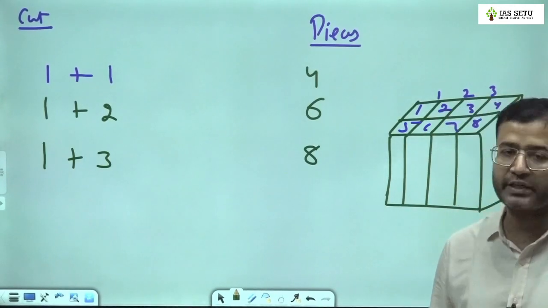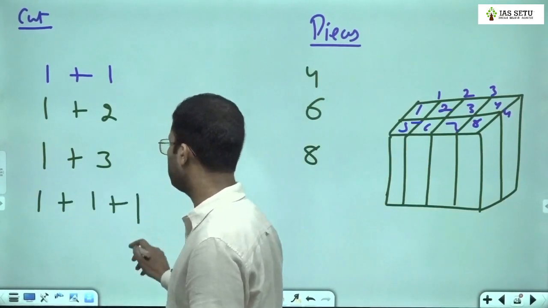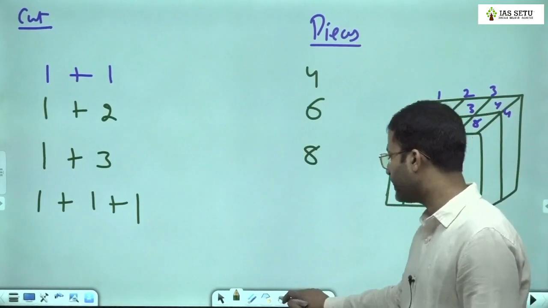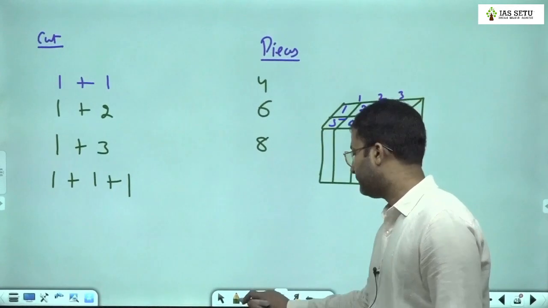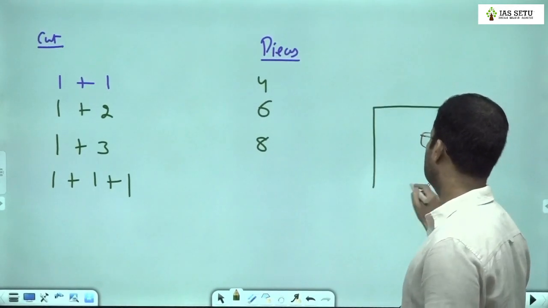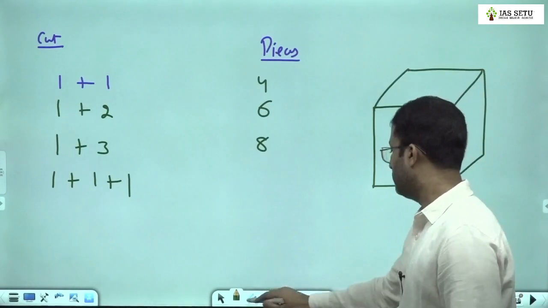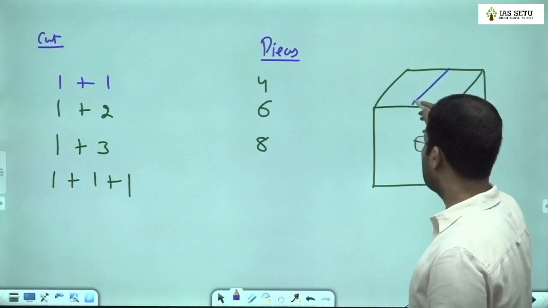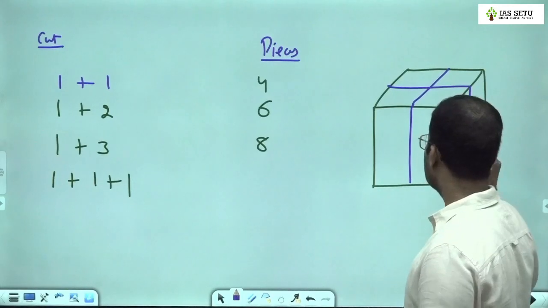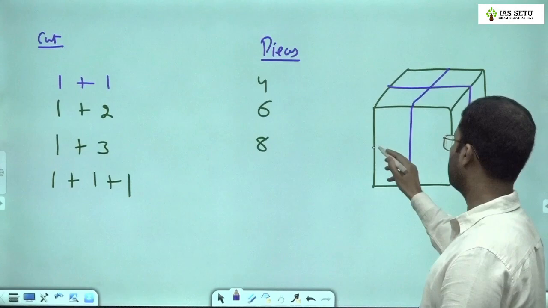Now we will use all 3 axes. I will put 1 cut on X, 1 cut on Y, 1 cut on Z. I will tell you about the 3 axes. Cut number 1, cut number 2, and third is in between, through the middle like this.